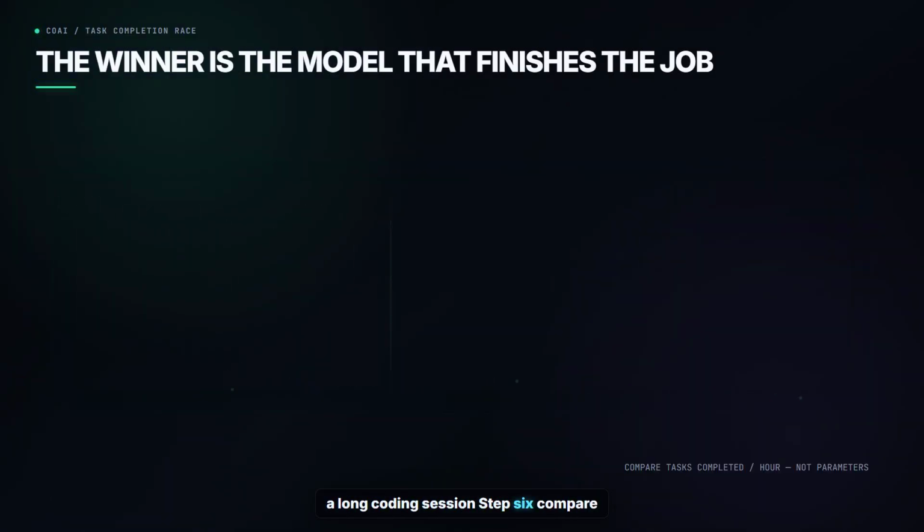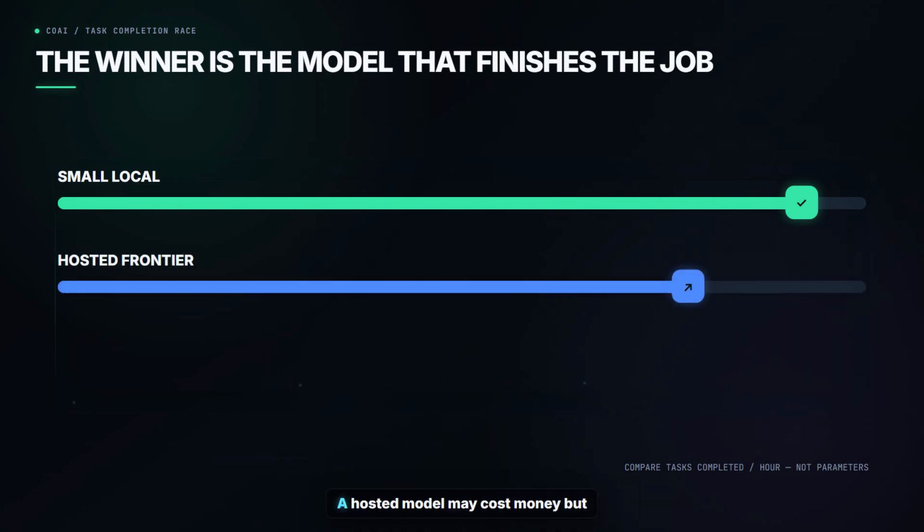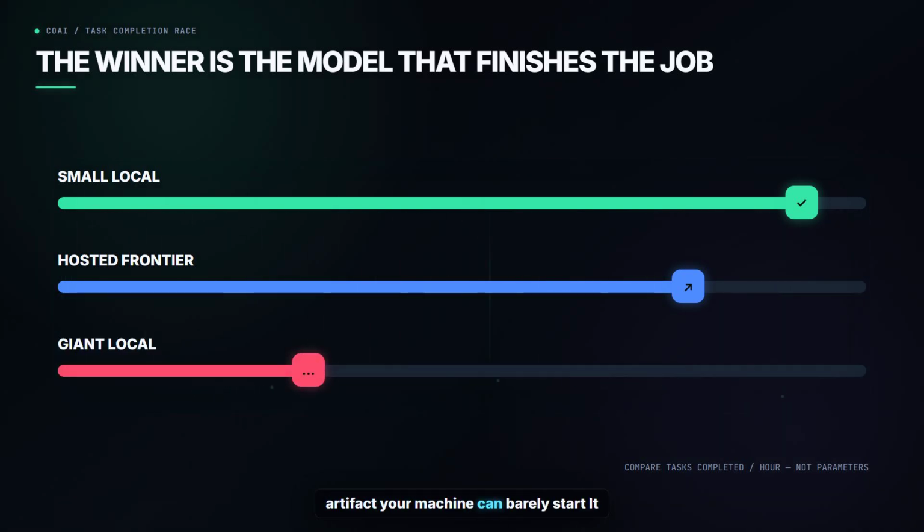Step 6. Compare against the alternative. A smaller local model may finish the real job sooner because it generates faster, supports a larger practical cache, and leaves enough memory for your editor, browser, and build tools. A hosted model may cost money but save hours of setup and waiting. The best model is not the largest artifact your machine can barely start. It is the smallest system that reaches the required quality at an acceptable speed, cost, and privacy boundary.